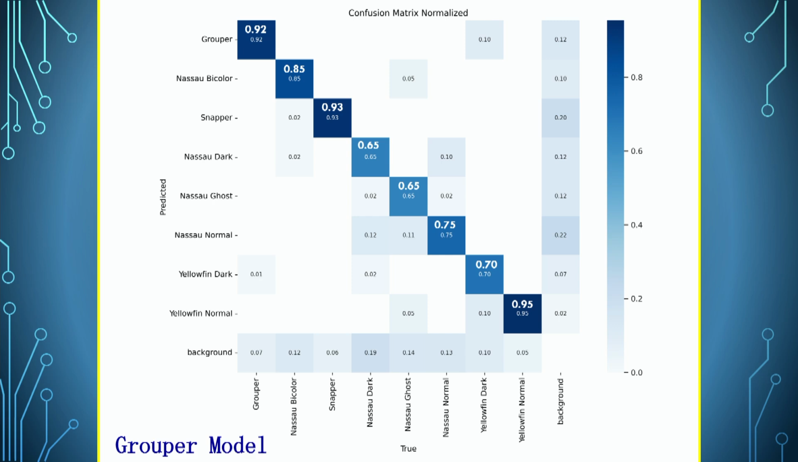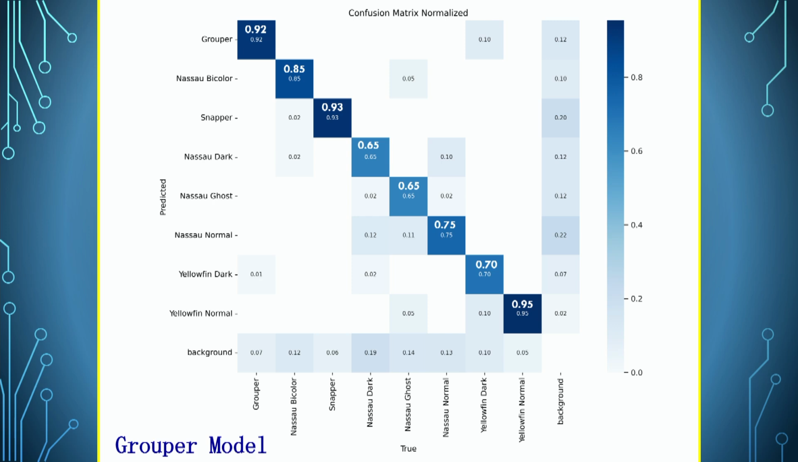The grouper model, not quite so good. You can see snappers lumped out, 93%, really good. Grouper lumped out, 92%, really good. For the color phases of the Nassau, it got a little confused with what we called a white Nassau normal phase. Still around 65% for all of the images that we tested.